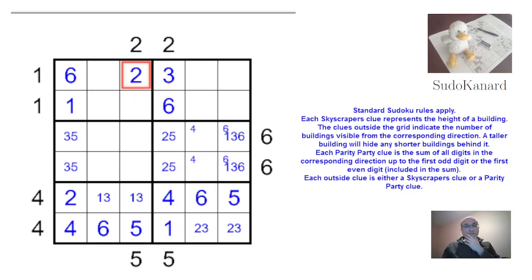Could be digit 2. Really, nothing wrong with that.